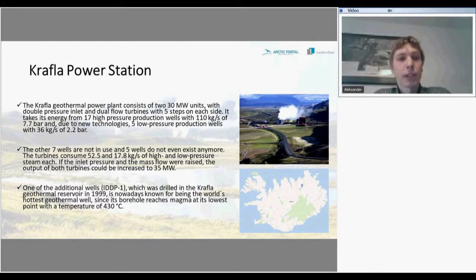The other 7 wells are not in use, and 5 wells do not even exist anymore. The turbines consume 2.5 and 17.8 kilograms per second of high and low pressure steam each. If the inlet pressure and the mass flow were raised, the output of both turbines could be increased to 35 megawatts. One of the additional wells, which was drilled in the Krafla geothermal reservoir in 1999, is nowadays known for being the world's hottest geothermal well, since its borehole reaches magma and its lowest point has a temperature of 430 degrees.